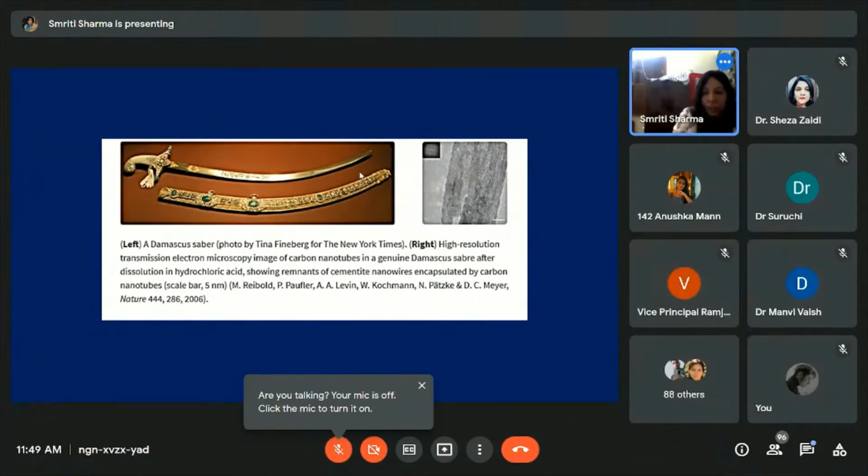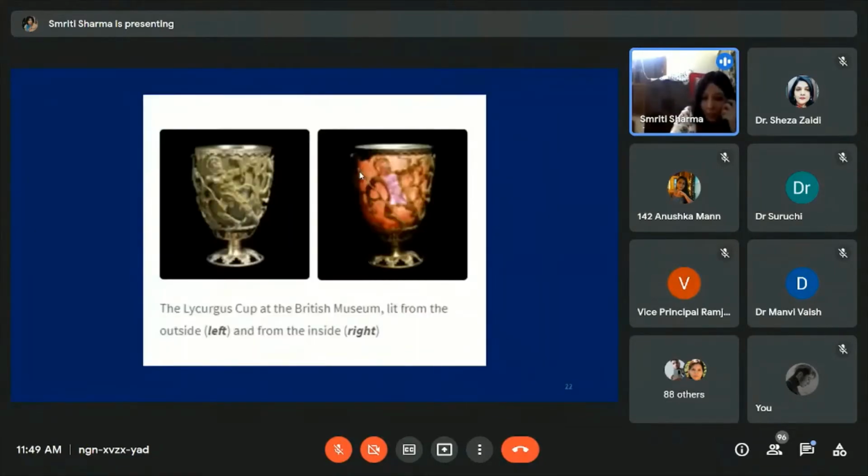Now they have tried to find out the high resolution TEM image of this, and it is composed of nanowires, cementite nanowires, right? They did not know that they were using cementite nanowires. Damascus is so long ago, so that was an empirical understanding. Similarly, this Lycurgus cup at the British Museum, such beautiful artistry. Its color changes. If you throw light from the outside, from the inside it is red.